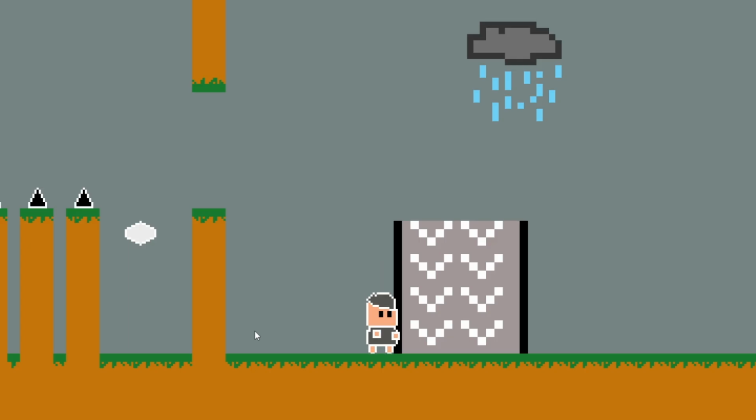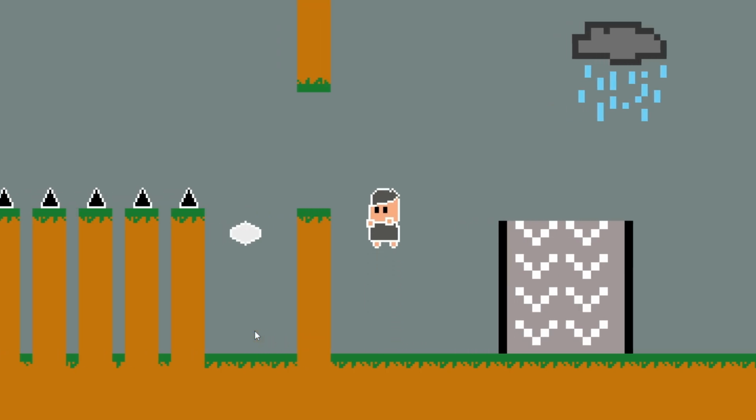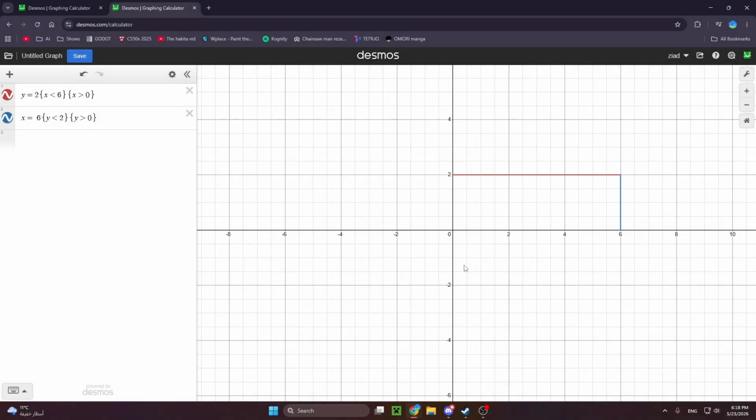Now, there are of course other factors like better animation and more polish in The Binding of Isaac, but you get the point. Well, let's take a look at this graph. This graph is one of the simplest graphs that we can have a look at. And this graph represents my game.